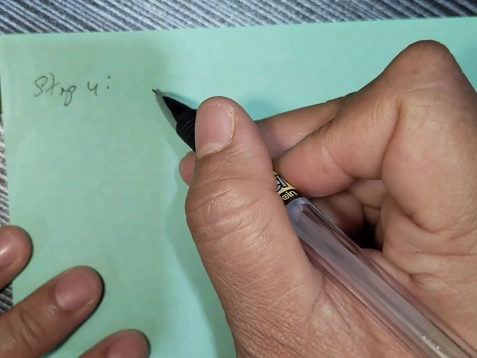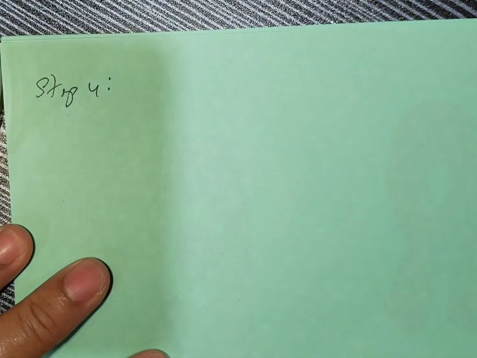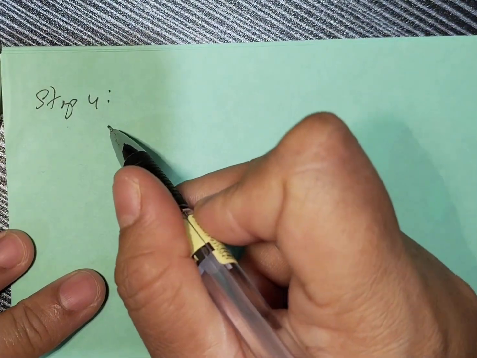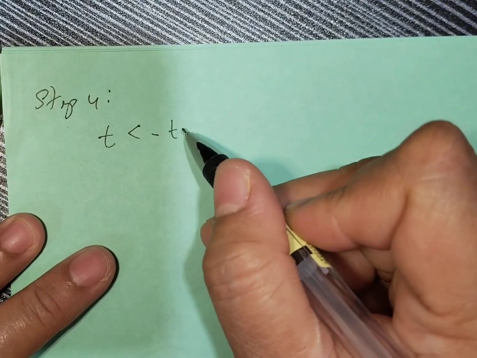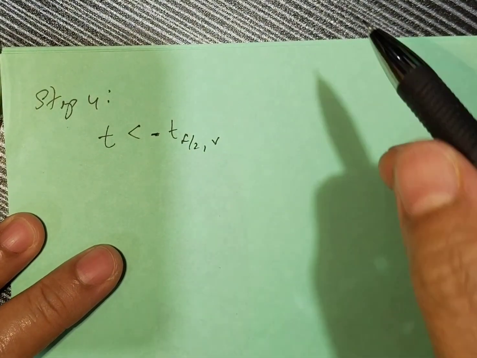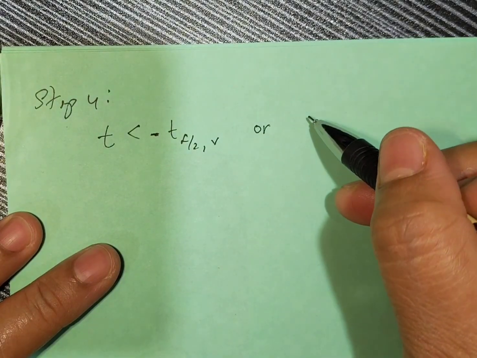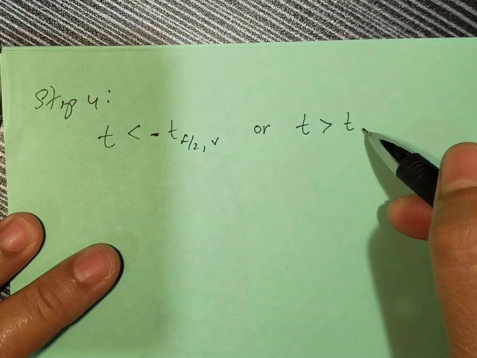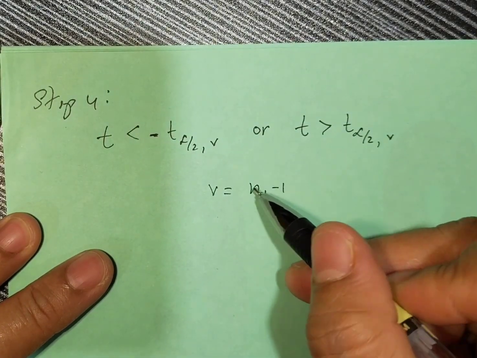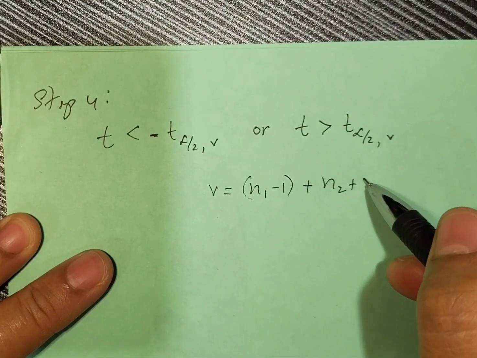Step 4, your critical region. Recall that your H1 is not equal, so we have a two-sided test. Two-sided din yung critical region natin. We have T less than the negative t alpha over 2, v. Kaya over 2 na siya kasi two-sided siya kasi we have an OR, no? T is greater than the t alpha over 2, v. Now, ano nga ba yung v natin? We have n1 minus 1 plus the n2 minus 1.